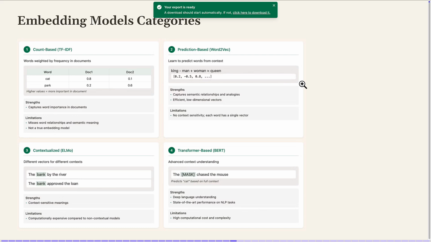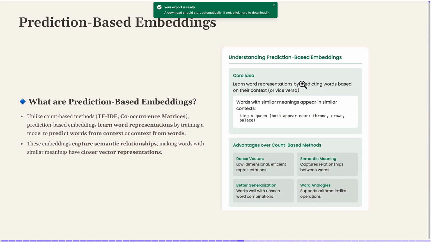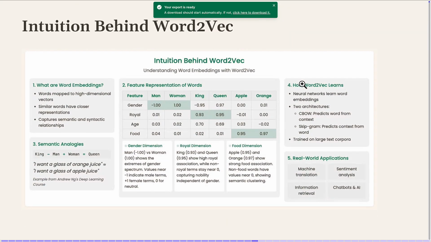So now we are here. Let me just move forward. I already presented all of this. Yes, now this is the intuition behind word2vec.